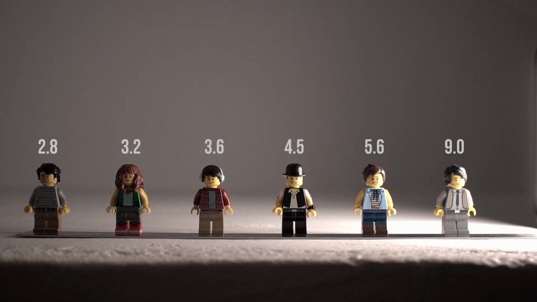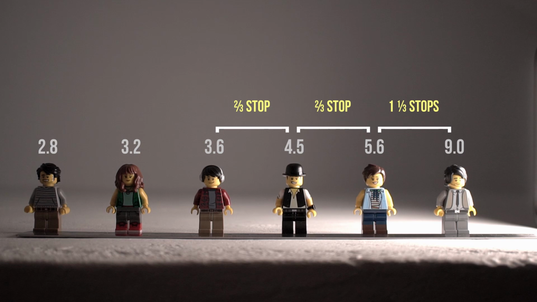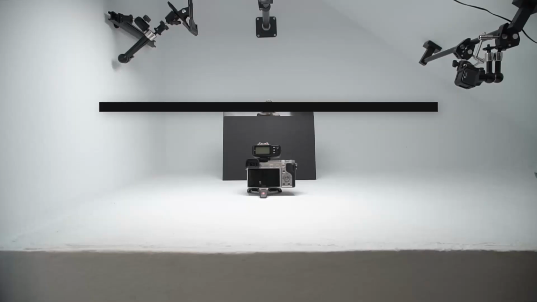The difference in the intensity of the light between the two minifigs closest to the LED is 1 1/3 stops. Between the second and the third, it's 2/3 stops. Then it's another 2/3 stops, 1/3 stop, 1/3 stop. So the greatest fall off happens closest to the light. By the end of the line, the light fall off is more even. What does that mean in practical terms?